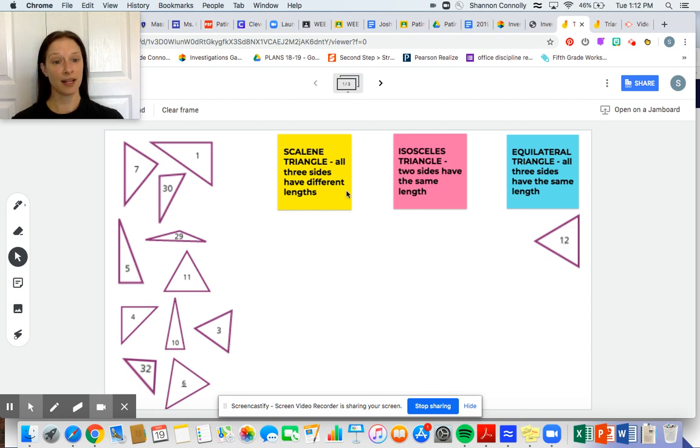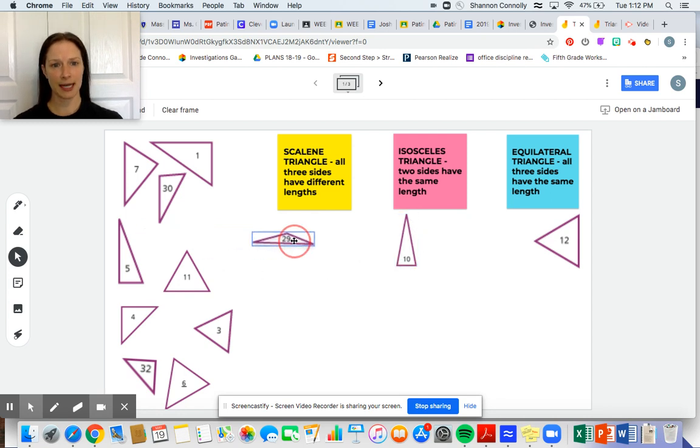Okay? All right, let me grab triangle 10. Okay, when we're looking at this one, I can clearly see that the length of this side and the length of this side are the same. But this one, I can tell it's not the same. So it has 2 sides that are the same length. So we call that an isosceles triangle. Okay? All right, let's move on to another one.